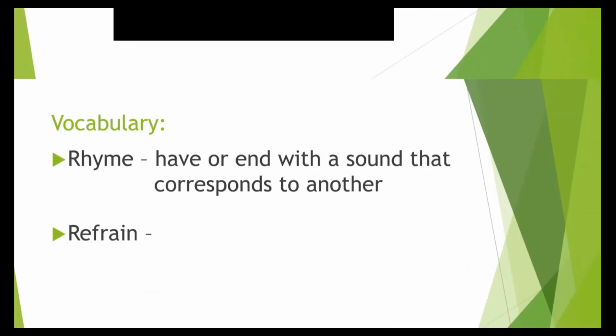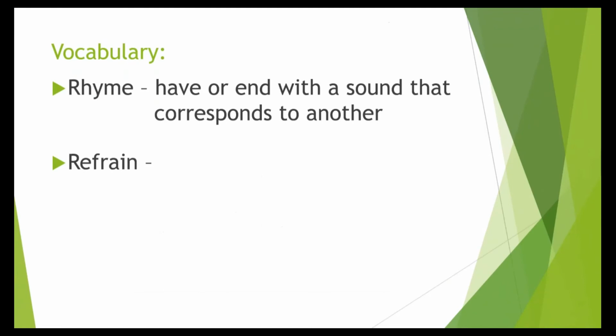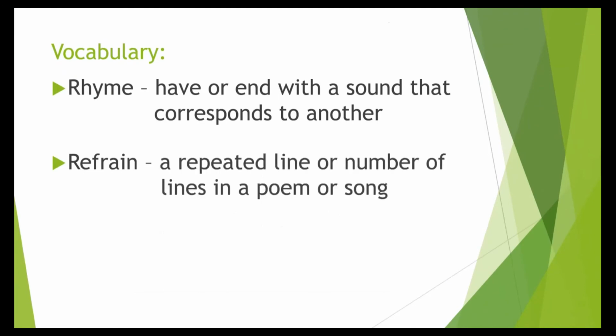Okay. If you couldn't tell, the refrain there was "let it be." All right, so a refrain is a repeated line or a number of lines in a poem or song. Now, you heard at the end of each chorus, he said, let it be. So some words, some words, let it be. Some more words, some more words, and then let it be. All right, so that is a refrain.